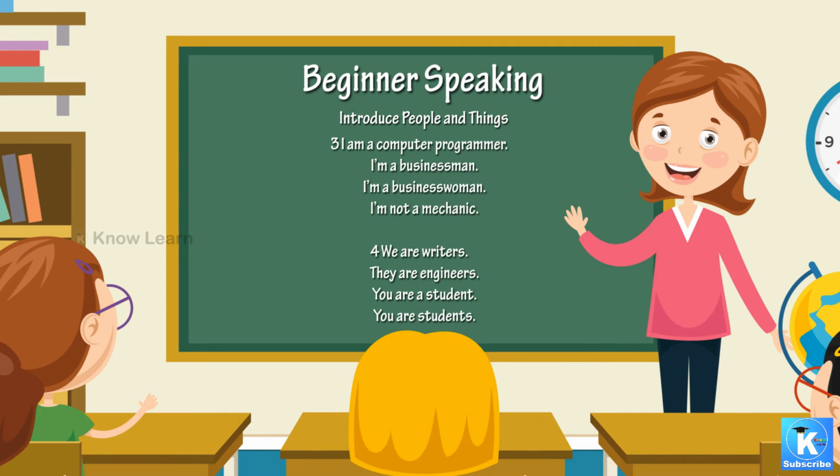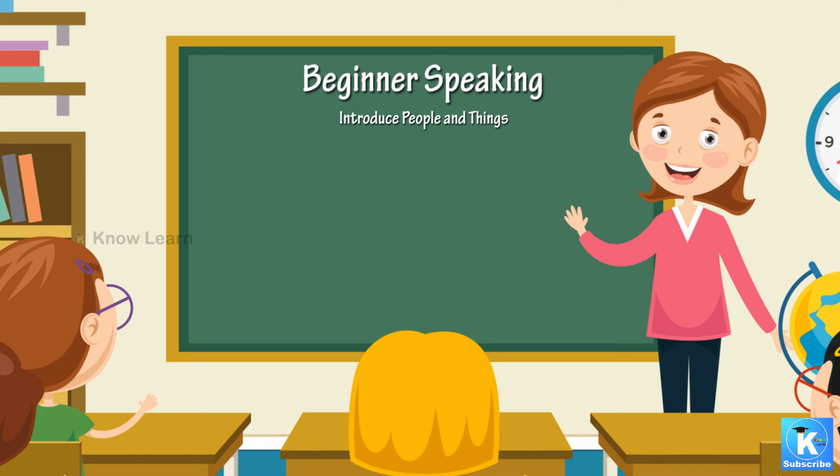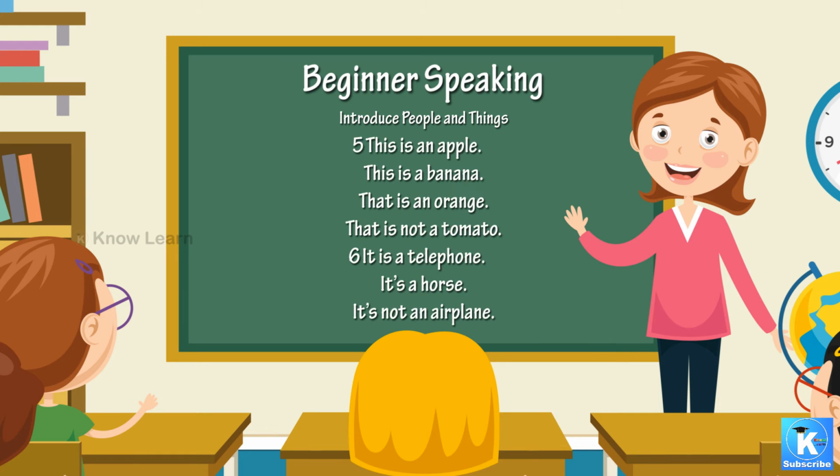3. I'm a computer programmer. I'm a businessman. I'm a businesswoman. I'm not a mechanic. 4. We are writers. They are engineers. You are a student. You are students. 5. This is an apple. This is a banana. That is an orange. That is not a tomato. 6. It is a telephone. It's a horse. It's not an airplane.